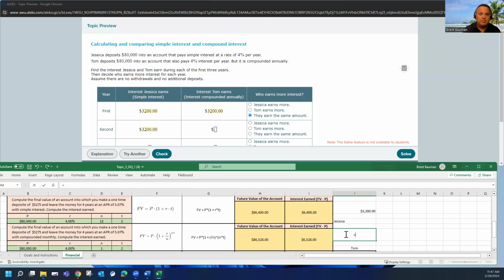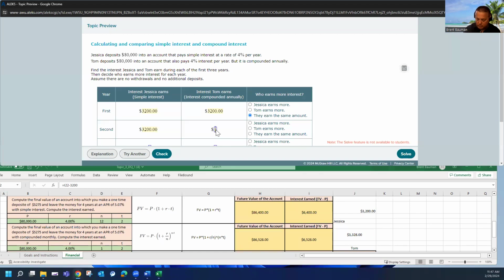Same idea here for Tom. We have all the interest earned, and we subtract off what he earned in the first year, which was also $3,200. Notice his interest is a little more: $3,328. So Tom earned more. Compound interest is earning interest off of the first $3,200 that he earned. Simple interest is just earning interest off of the 80 grand. It doesn't earn off of what you make on it.